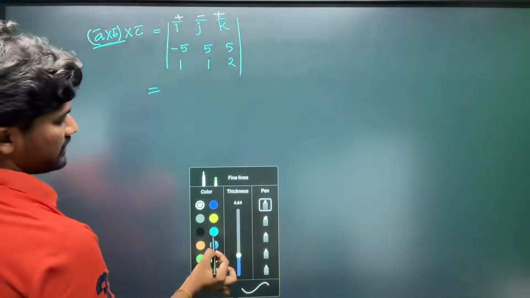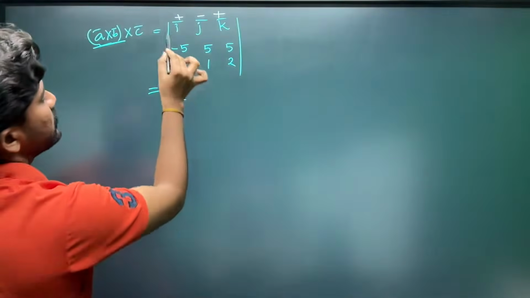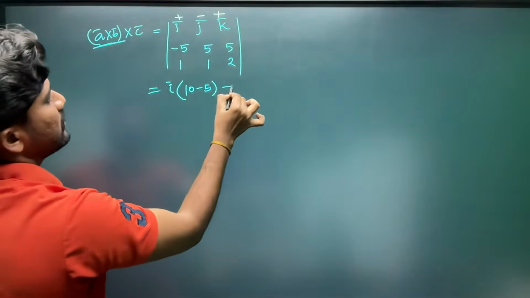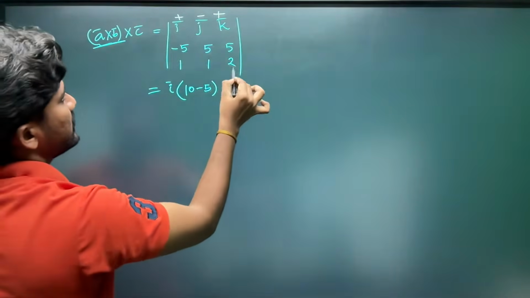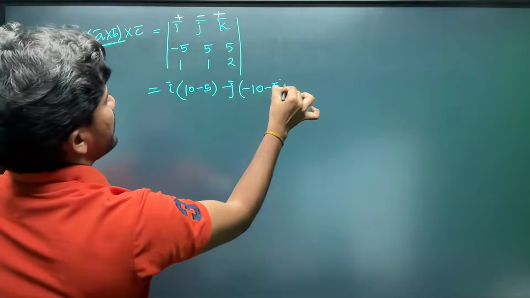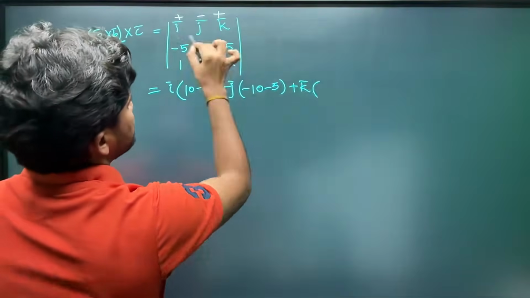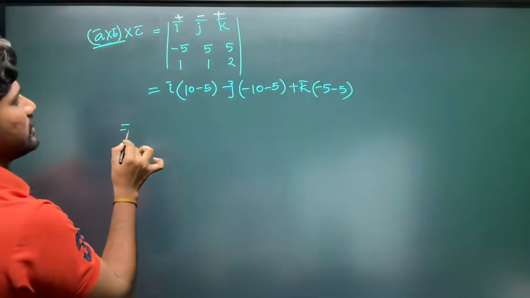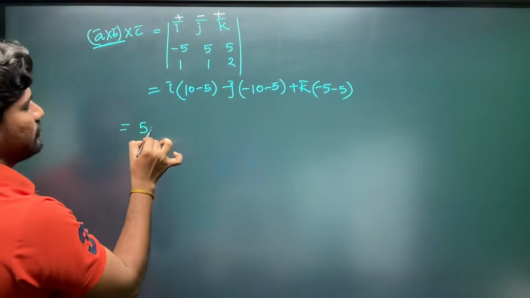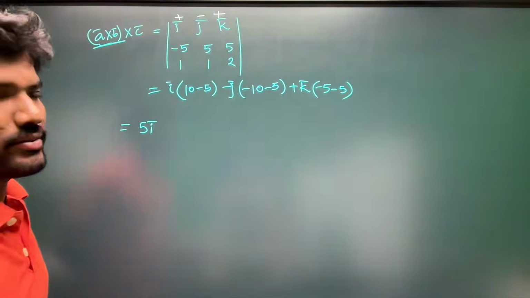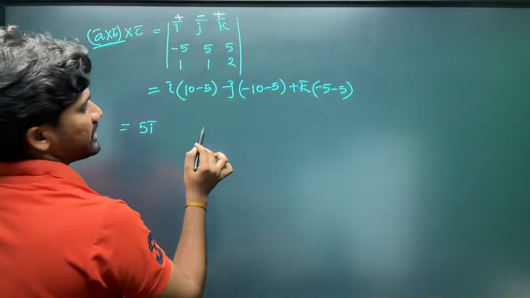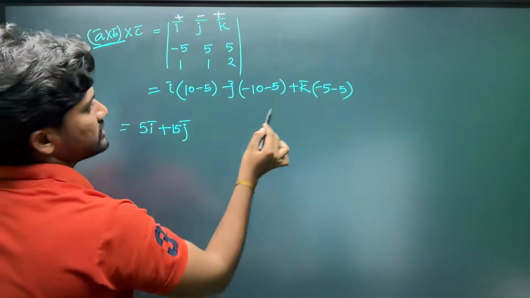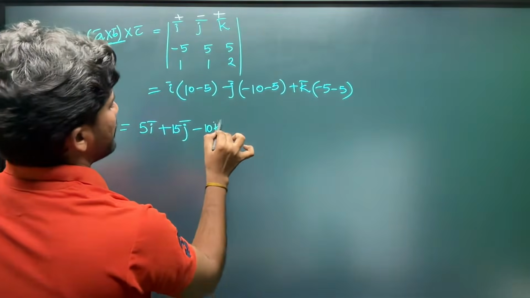So therefore apply the condition: i bar into delete first row and first column, 5 twos are 10 minus 5, minus j bar. So minus 10 minus 5, plus k bar into minus 5 minus 5. So therefore here we will get 10 minus 5, 5 i bar. Next minus 10 minus 5 is minus 15, minus into minus plus 15 j bar minus 10 k bar.